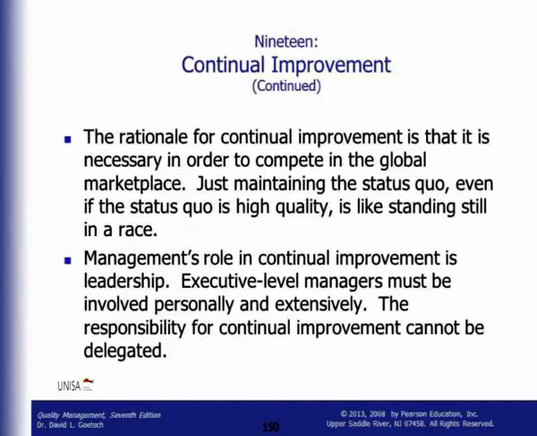The rationale for continual improvement is that it is necessary in order to compete in the global marketplace. Just maintaining the status quo, even if the status quo is high quality, is like standing still in a race. Management's role in continual improvement is leadership. Executive level managers must be involved personally and extensively. The responsibility for continual improvement cannot be delegated.